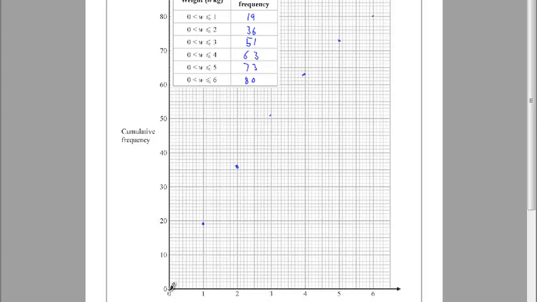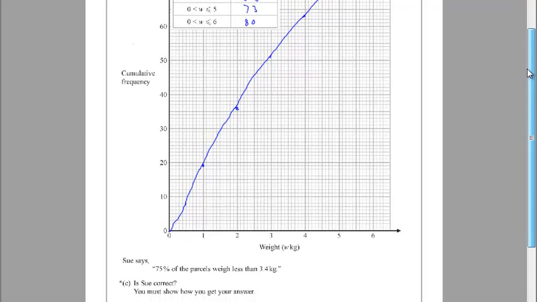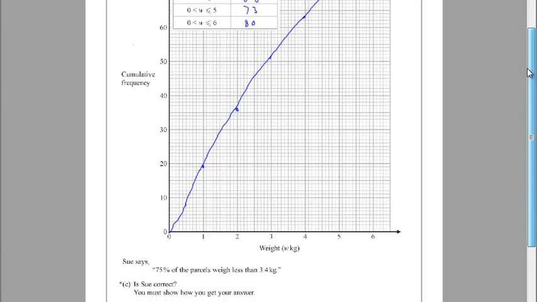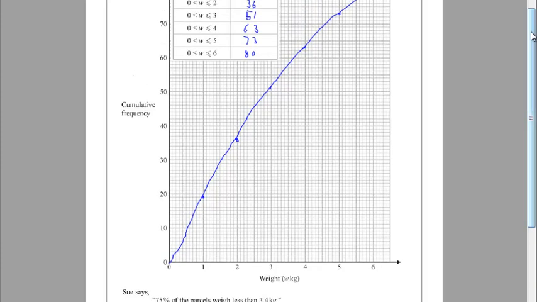Try and do my best line. Call it an ogive. And now we'll have a question. Sue says 75% of the parcels weigh less than 3.4 kilograms. Is Sue correct? Let's have a look. Well, the total is 80 parcels. So 3/4 of 80 is going to be 80 times 3/4. I bet you know it's 60 anyway, but we'll do it this way. 20 times 3, 60.